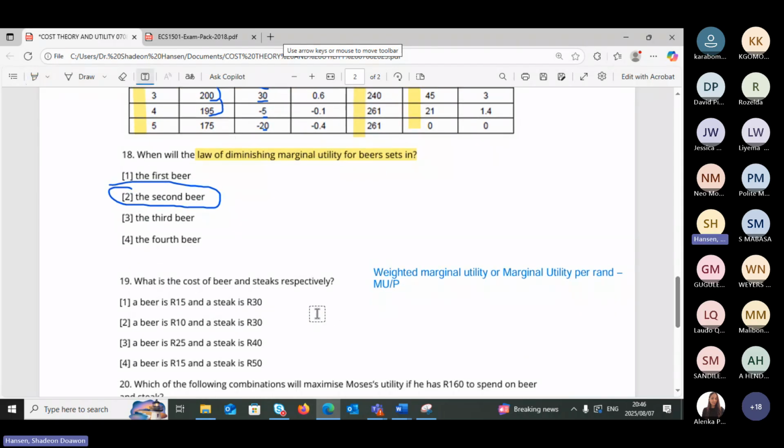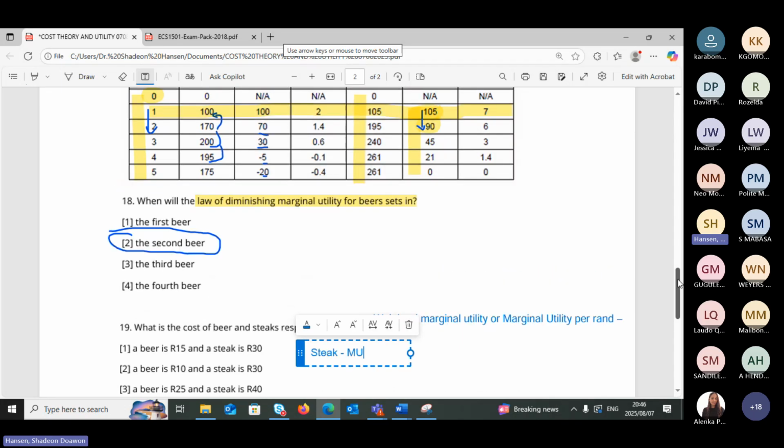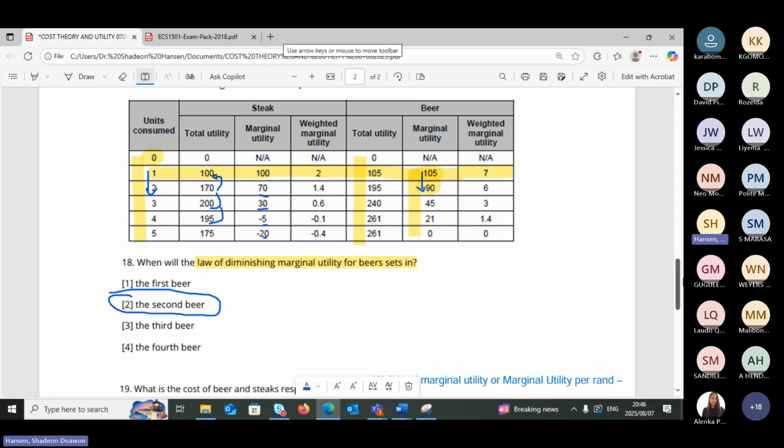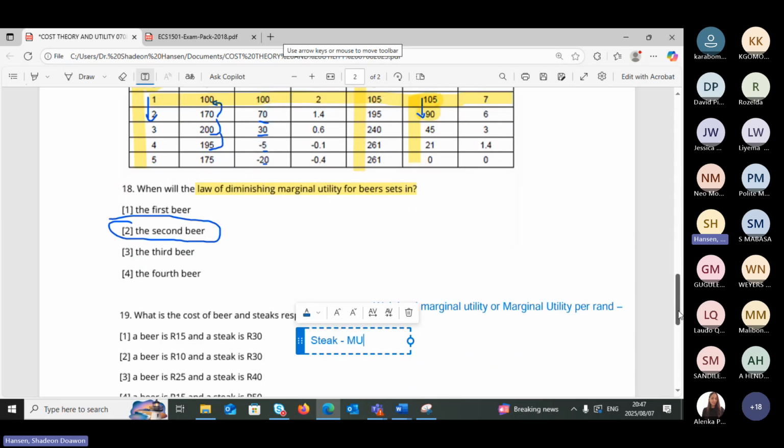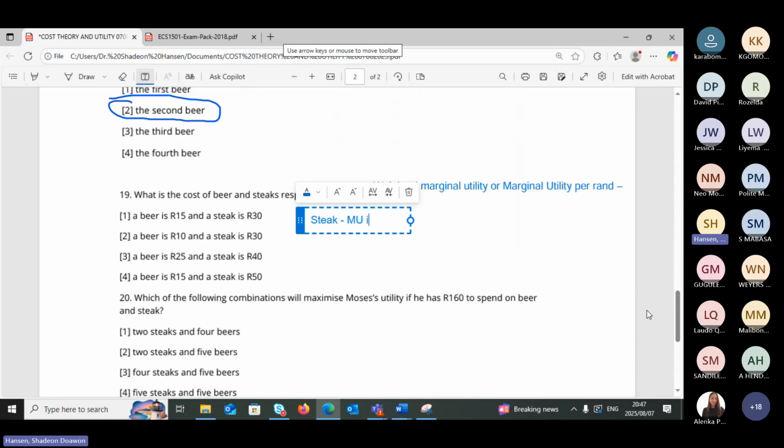So at the first unit, let's look at steak. At the first unit for steak, students, the marginal utility is what? What was the marginal utility over there? It is 100. Do you see? The marginal utility at the first unit of steak is 100. Also, what was the weighted marginal utility? The weighted marginal utility is 2.